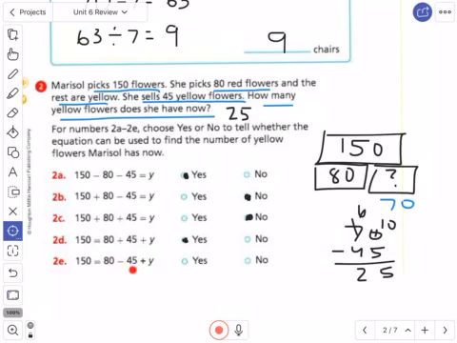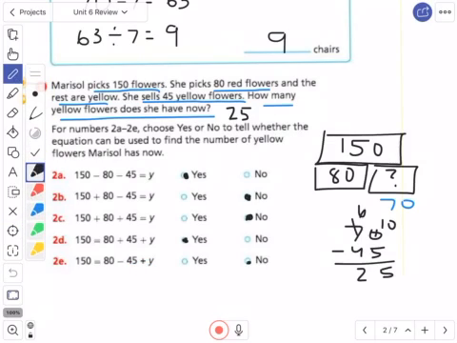This one, 80 minus 45, nope, because we need to get to 150 for the total, and this 45 and this y are apart, you weren't subtracting that, so that one's a no. So if you need to go back and rewatch this part to make sense of that, please do, or just let me know if you have any questions on that.